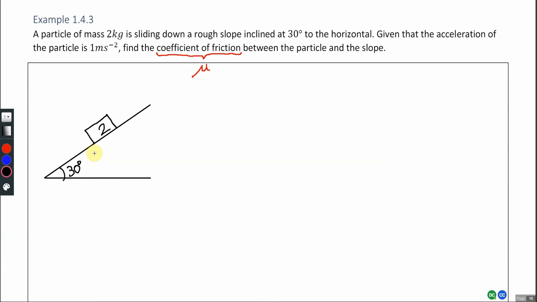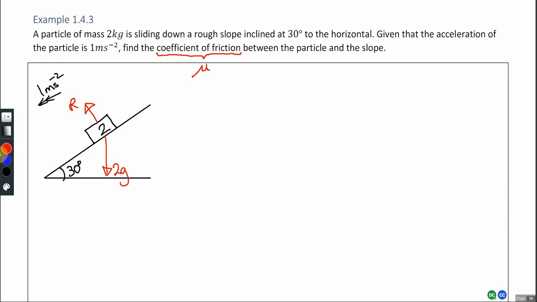The acceleration of the particle is 1 meter per second squared, and we've been told it's sliding down the slope. So I'm going to add that to my diagram as well. We've got to find mu. So let's put all the missing forces on. Normal reaction force perpendicular to the slope. The weight of the particle, which will be 2 times gravity, which will be vertical.